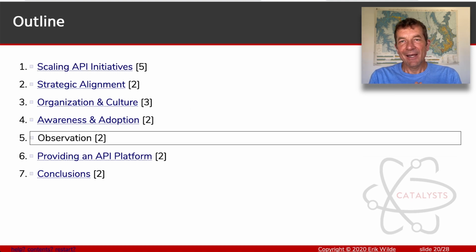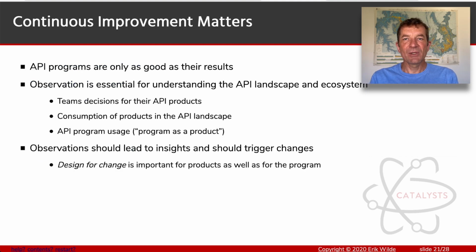Now, the next area to look at is observation. What is observation? Observation means really that an API program is mostly a supporting thing. It supports teams to build API products. It does that by creating an API platform and surrounding structure, but it also should make sure that it always listens to the products, that you observe what people are using, that you observe what people are not using, so that you understand what is the practice in the organization.